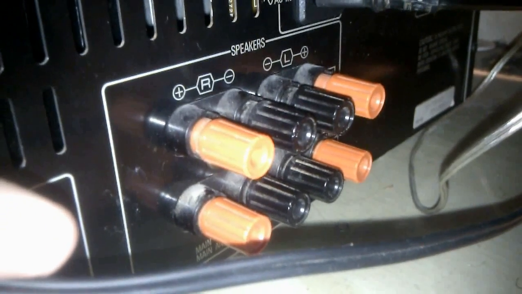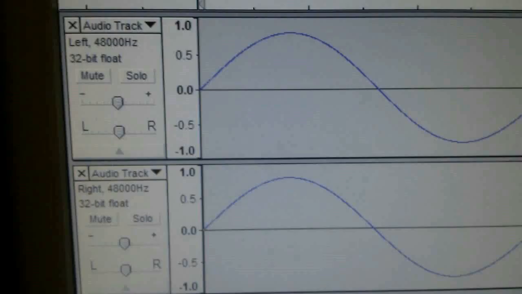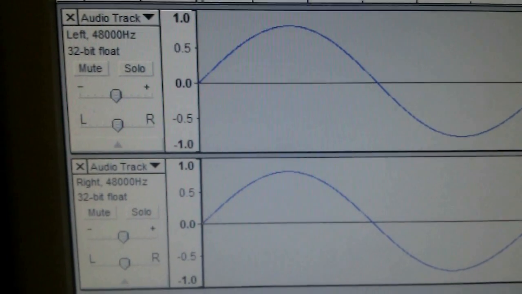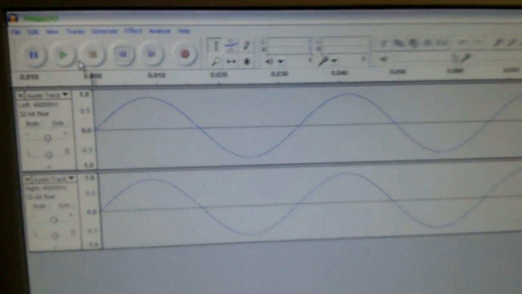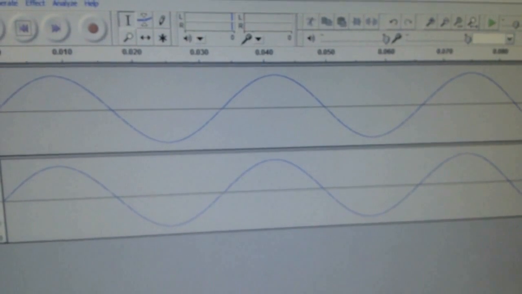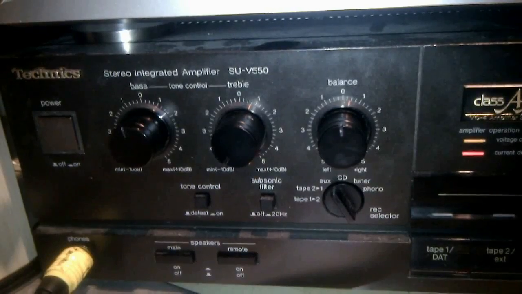Now you'll also need what's called an RCA splitter, which is what this is. Splits one RCA signal into 2. Simple as that. Now here you have 2 identical sine waves. As you can see, they're both in phase. As one goes up, the other one goes up. As one goes down, the other one goes down. Now as it would be, one is left, one is right. Top is left, bottom's right. Okay, so one's coming out left speaker, one's coming out right speaker.